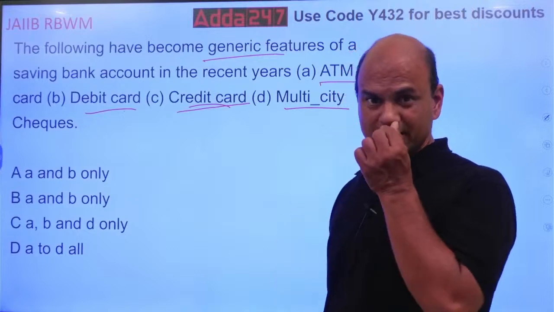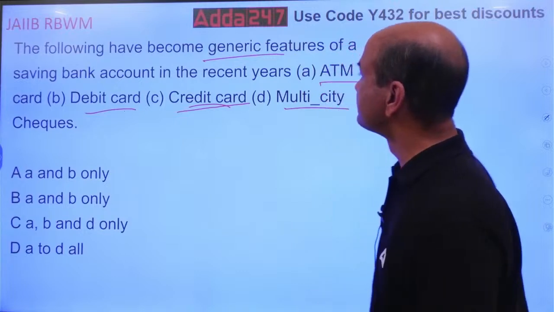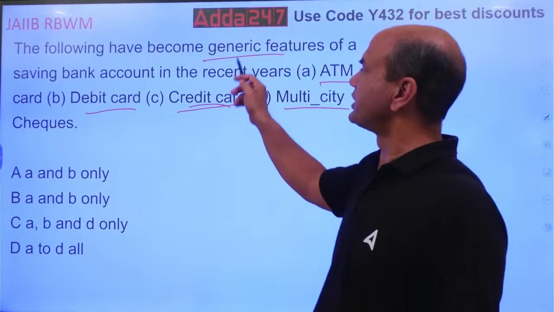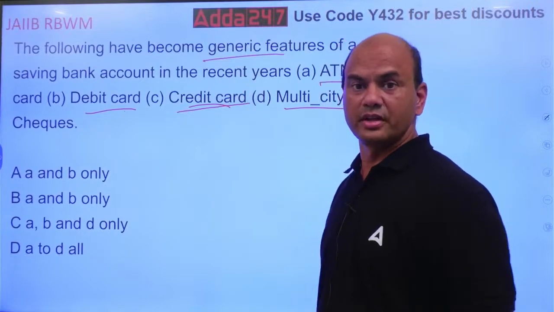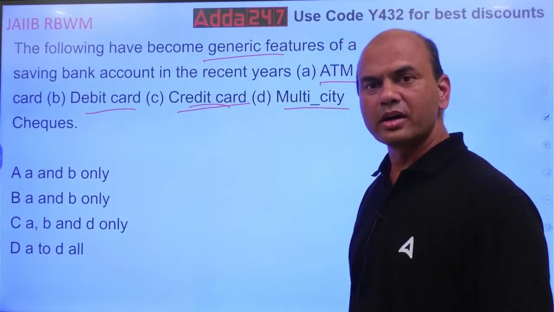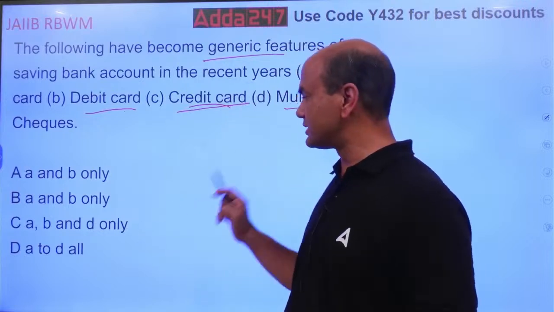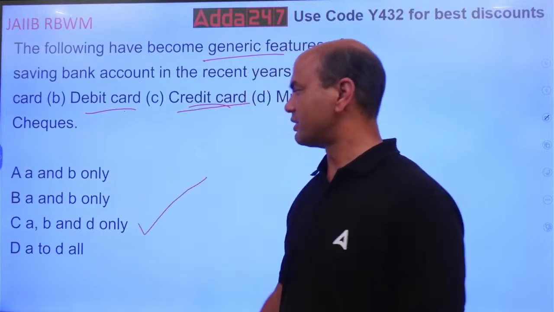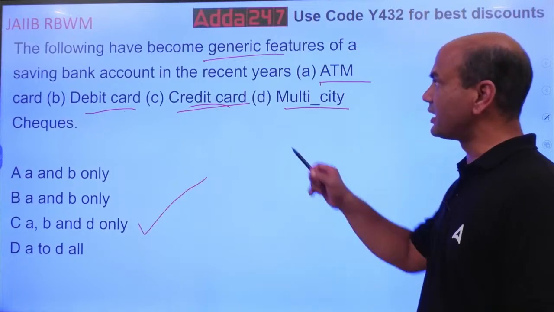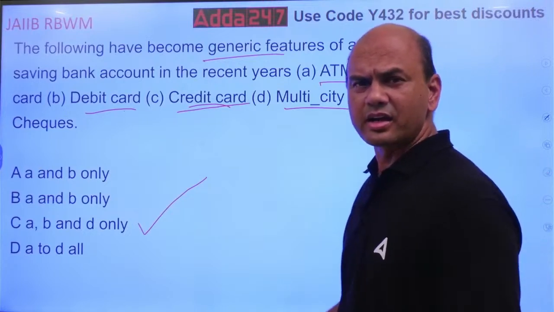So what is the answer then? Is it A, B and D or is it A to D all? Is credit card the feature of savings account? No. Credit card is a loan. You are here asked for savings account. So this answer what you are thinking is right. A, B and D only. Credit card is not the feature of your savings account. Credit card is a loan.